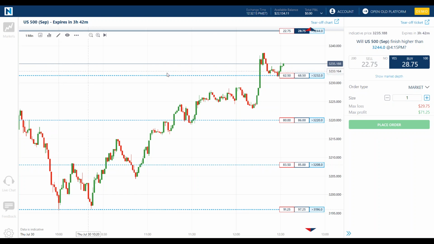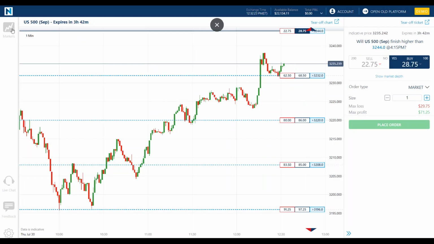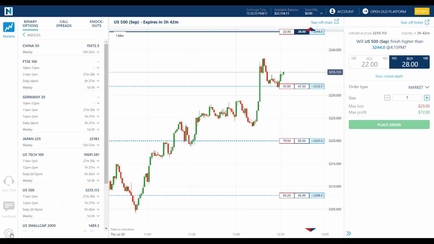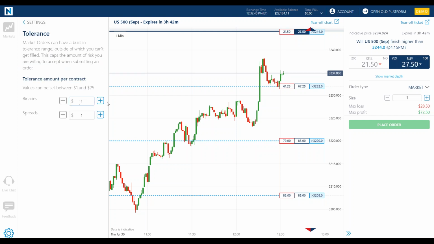In the platform, nope, that's not what I was looking for. Under my settings icon, okay, you have tolerances for market orders. So that if you place a market order, you can set what this is, and I would recommend that you do set it. Right now, I set it at the lowest level possible, which is $1.